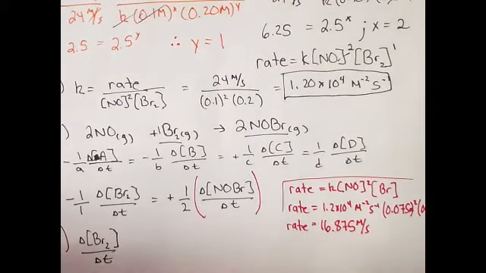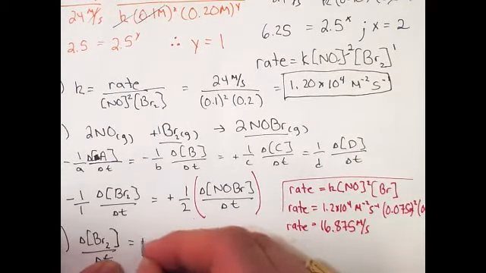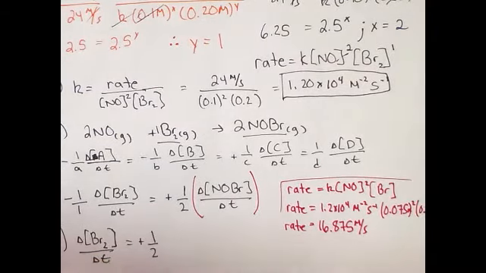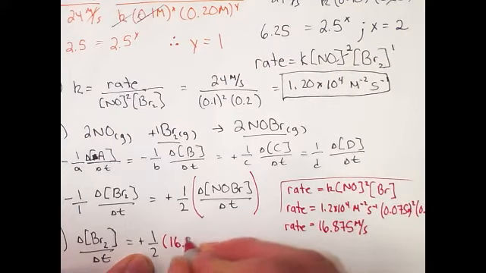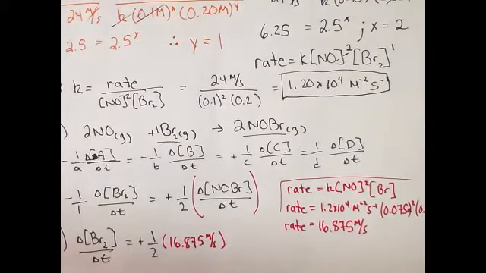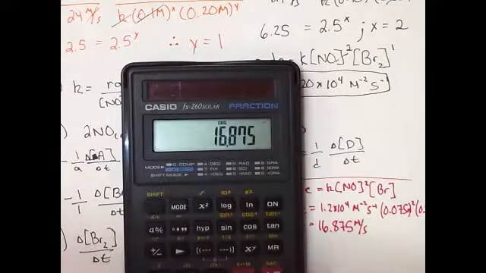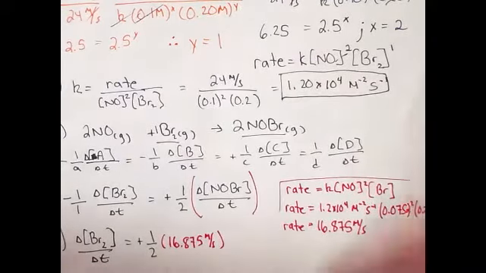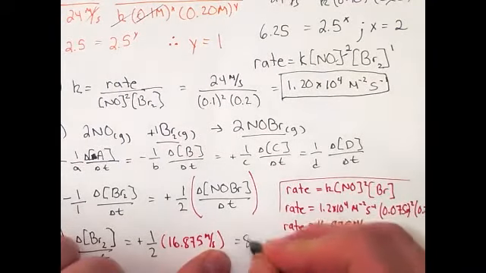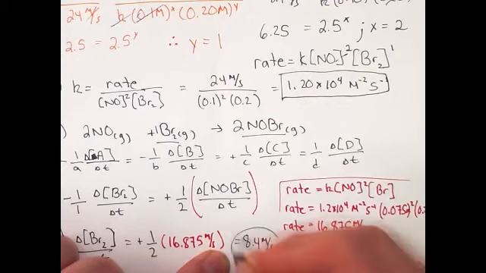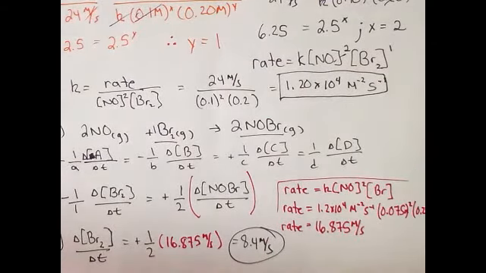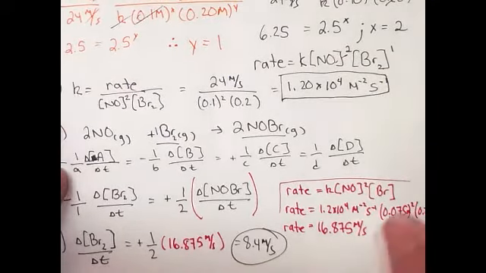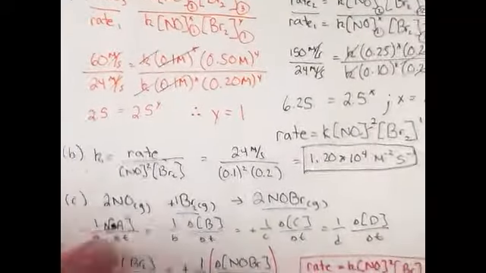So now what I do is I simply go equals plus 1/2, and I'm going to plug in that rate for NOBr, 16.875 molar per second. So basically I just take the answer I got and multiply it by 0.5 and I get 8.4 as my answer for part D. So that's a pretty typical question with regards to kinetics.